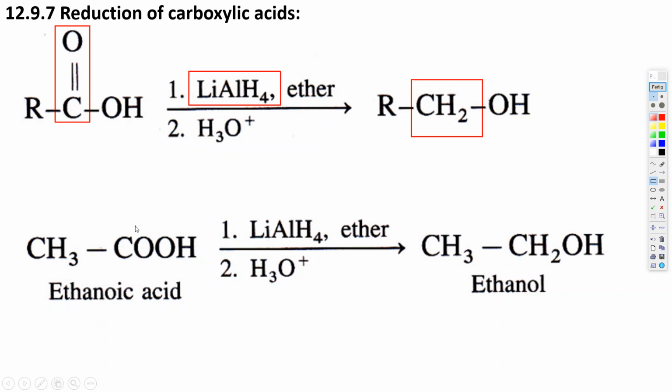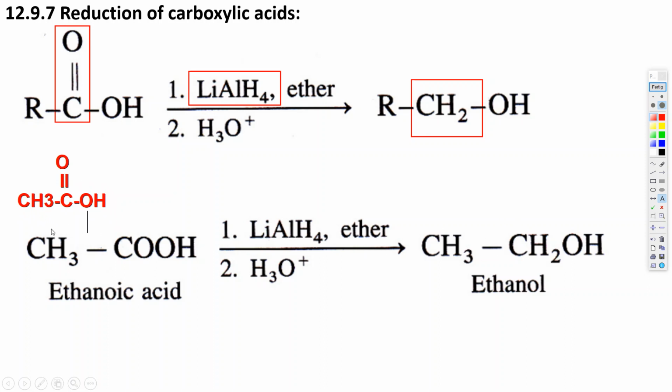So let us discuss its example. Acetic acid. Its formula is CH3 C double bond O OH. You can also write it like this: acetic acid CH3COOH. This is another way to write acetic acid, CH3 C double bond O OH.